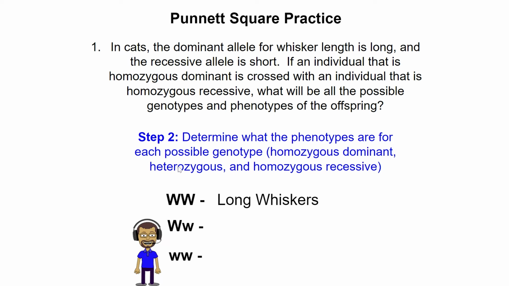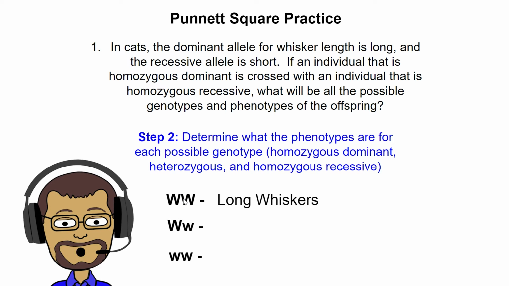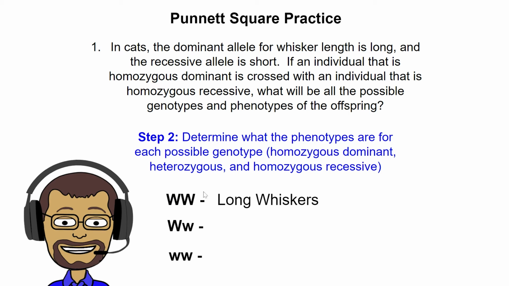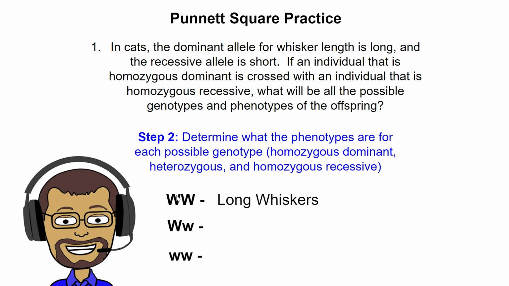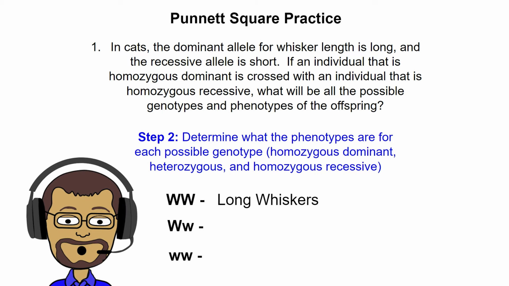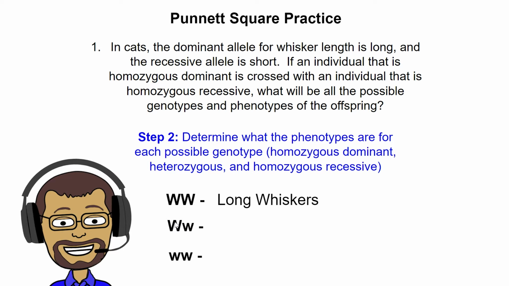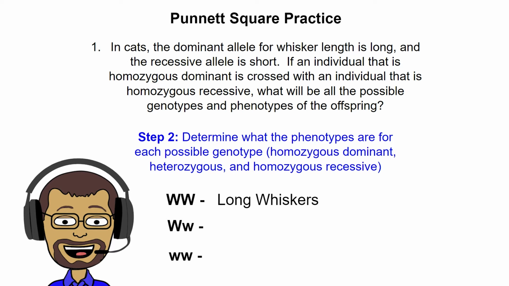So if somebody is big W, big W, of course, big W is going to be expressed. Big W, remember, is long whiskers. So if somebody has big W, they have long whiskers. If somebody is big W, little w, well, the dominant allele is present. Whenever the dominant allele is present, that means you're going to have the dominant allele expressed.